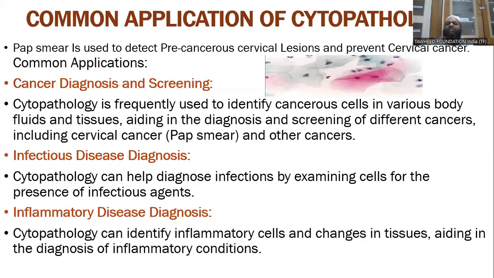So common applications of cytopathology. Where are we going to apply it here? A pap smear is used to detect precancerous cervical lesions and prevent cervical cancer. So a common application is cancer diagnosis and screening. Cytopathology is frequently used to identify cancerous cells in various body fluids and tissues, aiding in the diagnosis and screening of different cancers, including cervical cancer. We are going to use it as a pap smear and for other cancers.